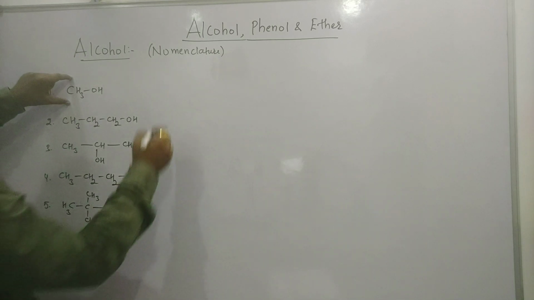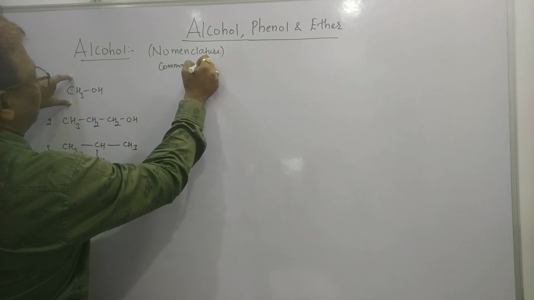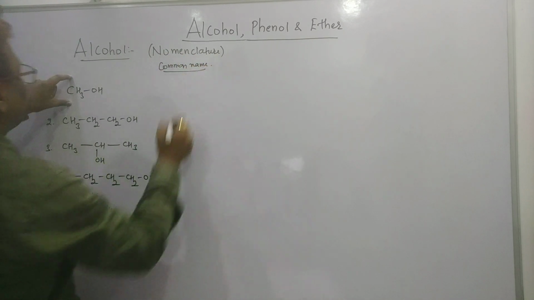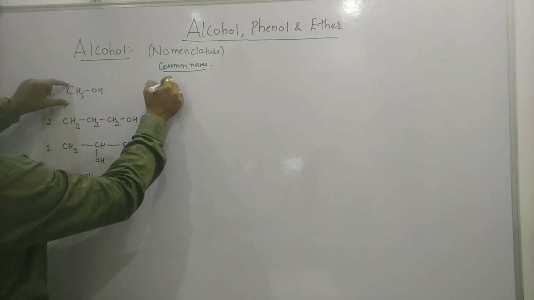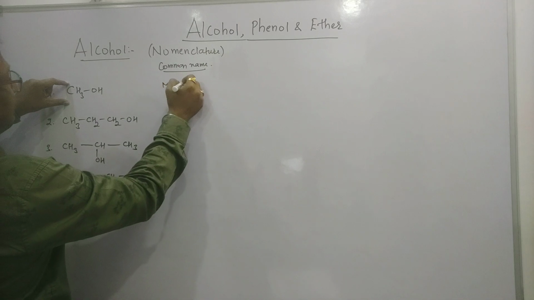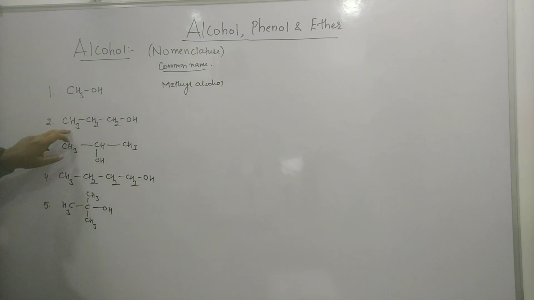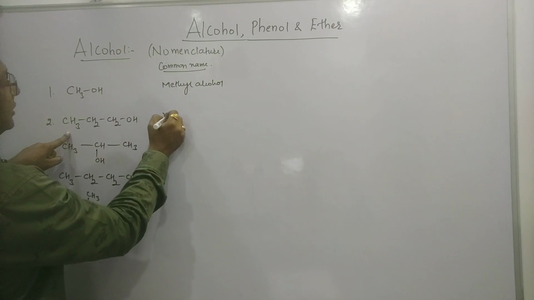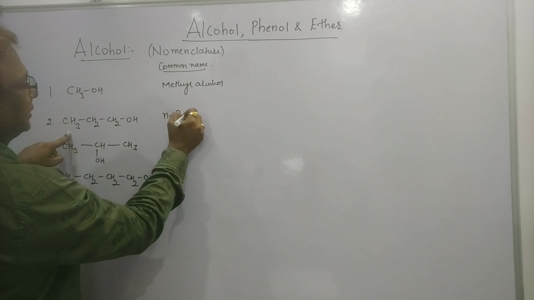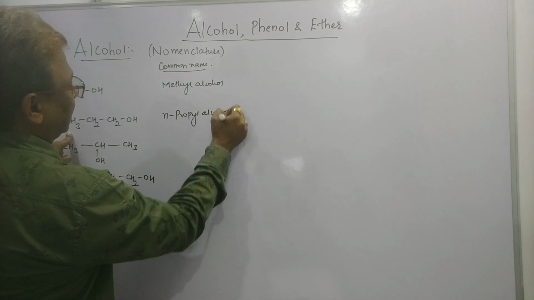Let's try to write the common name of these alcohols. What is the common name of this alcohol? CH3 present is called a methyl. So as one carbon is here, it will be called methyl alcohol. That is a common name. But here how many carbons are there? All three carbon atoms are in a straight chain. So N means normal, it is a straight chain. 3 carbon propyl, N propyl alcohol.